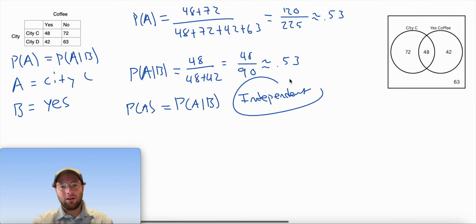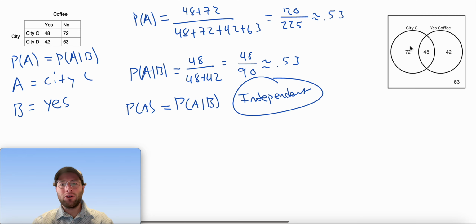All right, so now let's see this one represented as a Venn diagram. Again, we can see that the number of people that live in city C is 72 plus 48. The number of people that drink coffee is 48 plus 42. The number of people that both live in city C and drink coffee is 48. And then the number of people that neither live in city C nor drink coffee is 63.